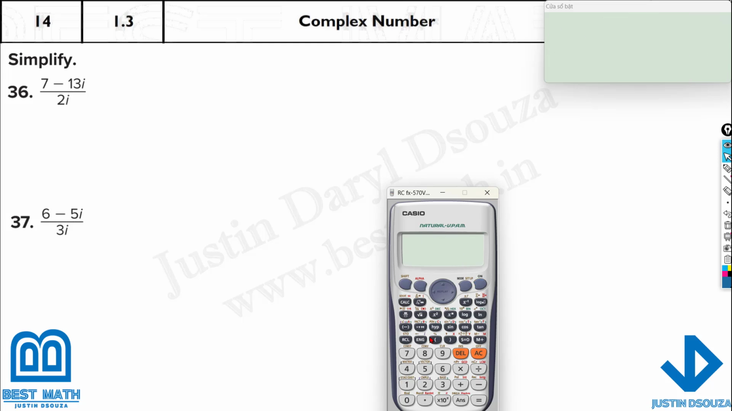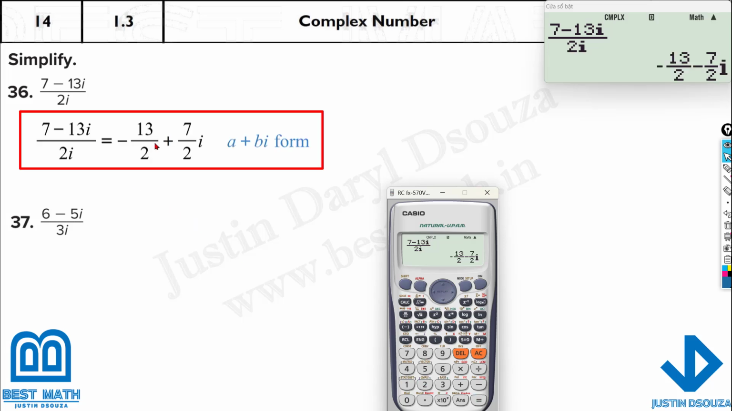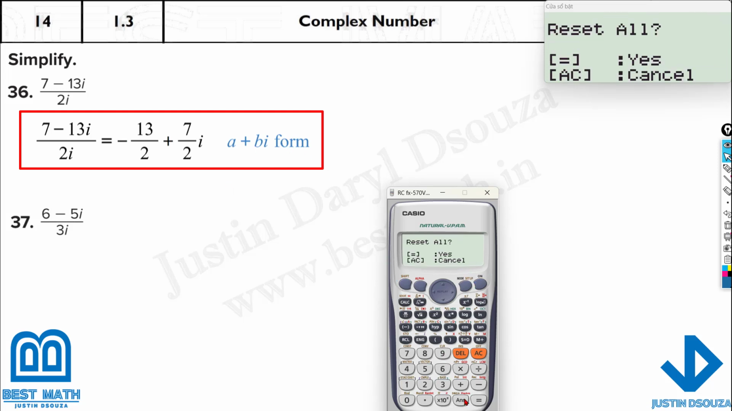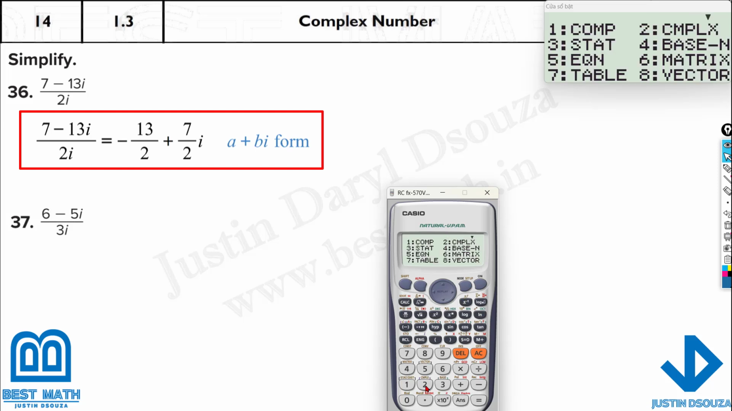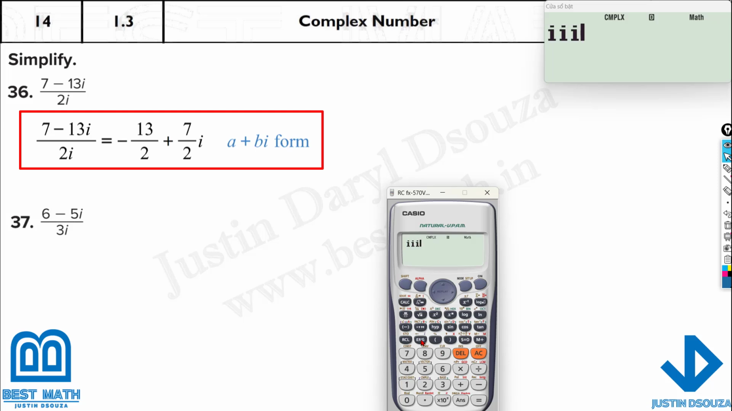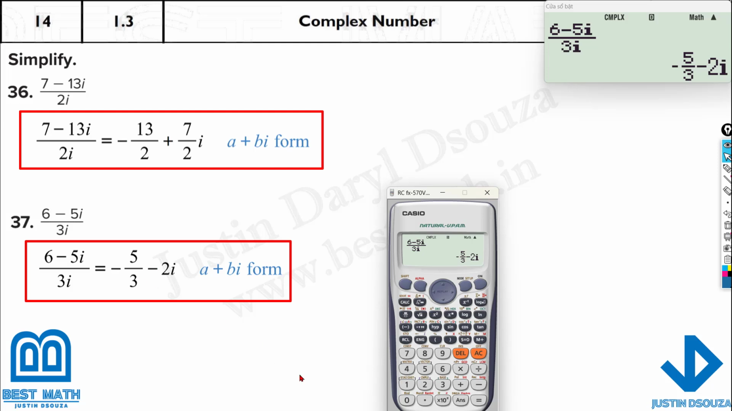What about these problems? Same way. Use a fraction. 7 minus 13i divided by 2i. And that will be the solution. It's minus 13 by 2 minus 7 by 2i. Let's clear the calculator and do the last problem from the beginning. You cannot use imaginary numbers without the complex mode. Press mode and complex option number 2. Now it's in complex mode. When you press ENG, the I shows up. Let's clear it off. Now let's use this fraction. 6 minus 5i divided by 3i. You just press equal to, and here is your answer, minus 5 by 3 minus 2i.